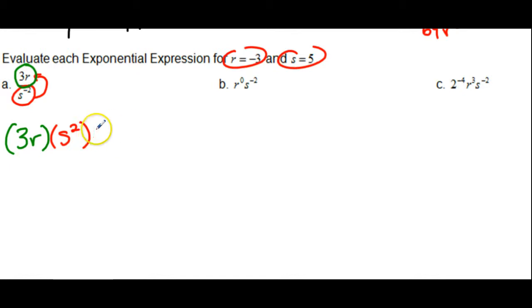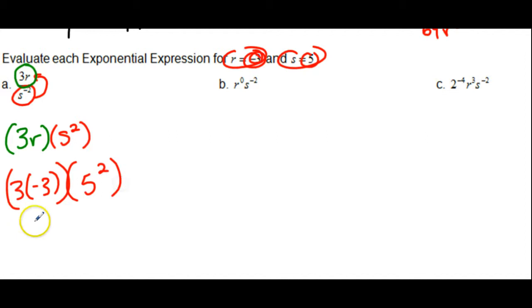So we have this. All we're going to do is plug in this and this. We have 3 times negative 3, and I'm going to put that in big brackets, 5 squared. Alright, so this is negative 9 times 25, and that's going to give you negative 225.